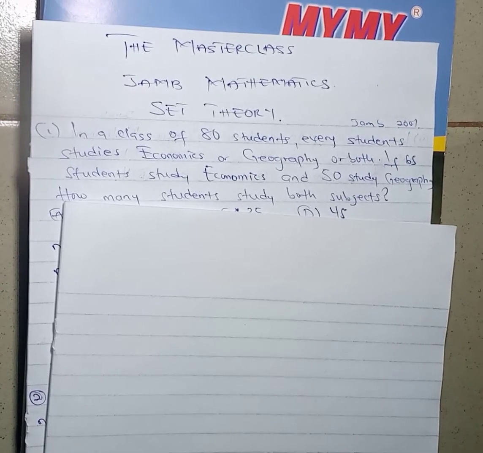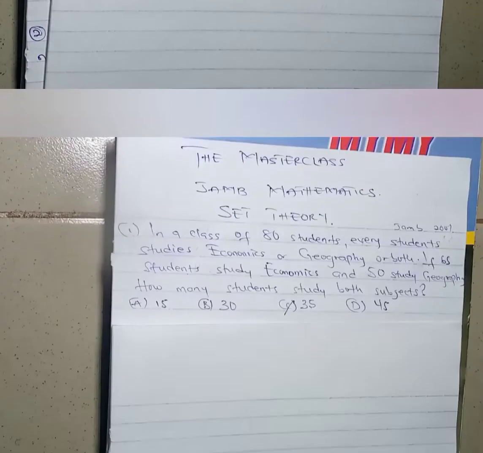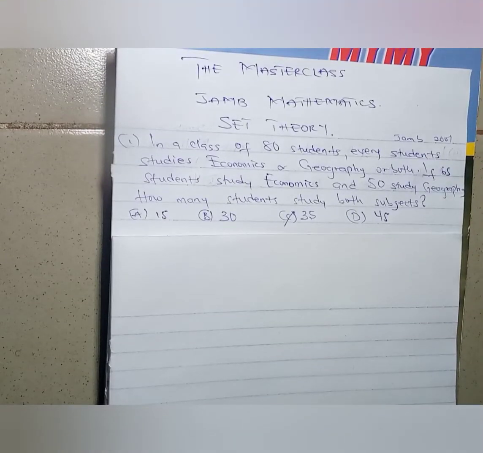Alright, I hope you're familiar with set theory, subset, set properties, set cardinality, power set, and Venn diagram. Question 1. In a class of 80 students, every student studies economics or geography or both. If 65 students study economics and 50 study geography, how many students study both subjects? In this question we are asked to find the intersection between the number of students that study economics and geography.